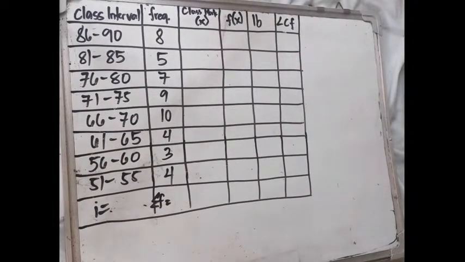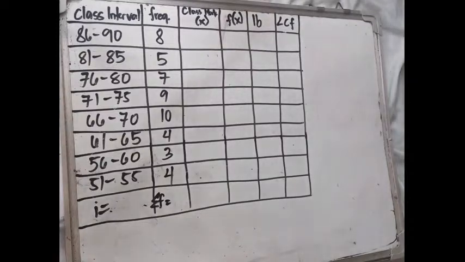So today again we'll discuss another topic, which is the measures of central tendency. So there are three types of measures of central tendency, namely number 1, mean, number 2, median, and the last is mode. So we will find the mean, median, and mode from group data.